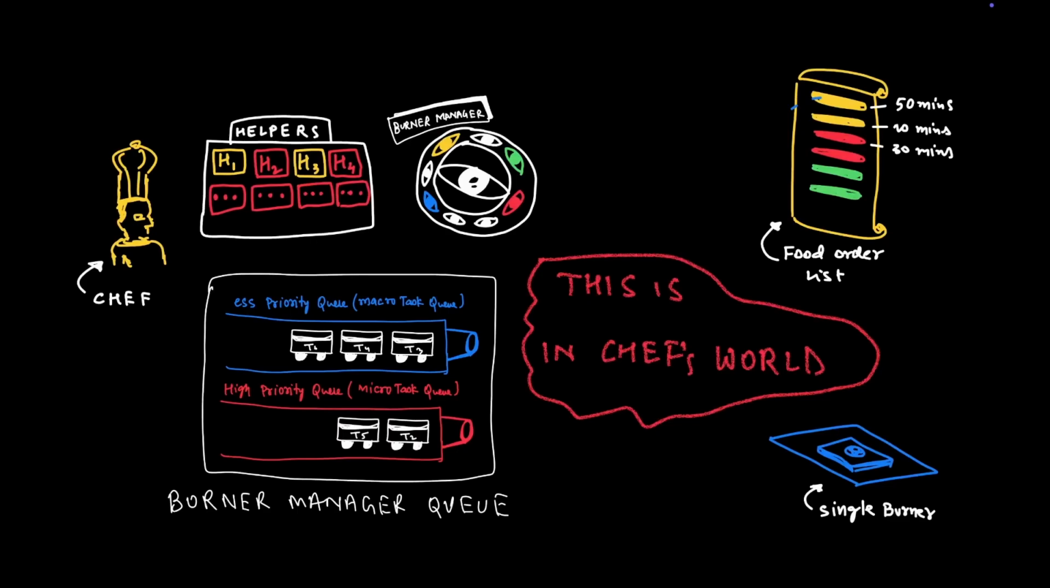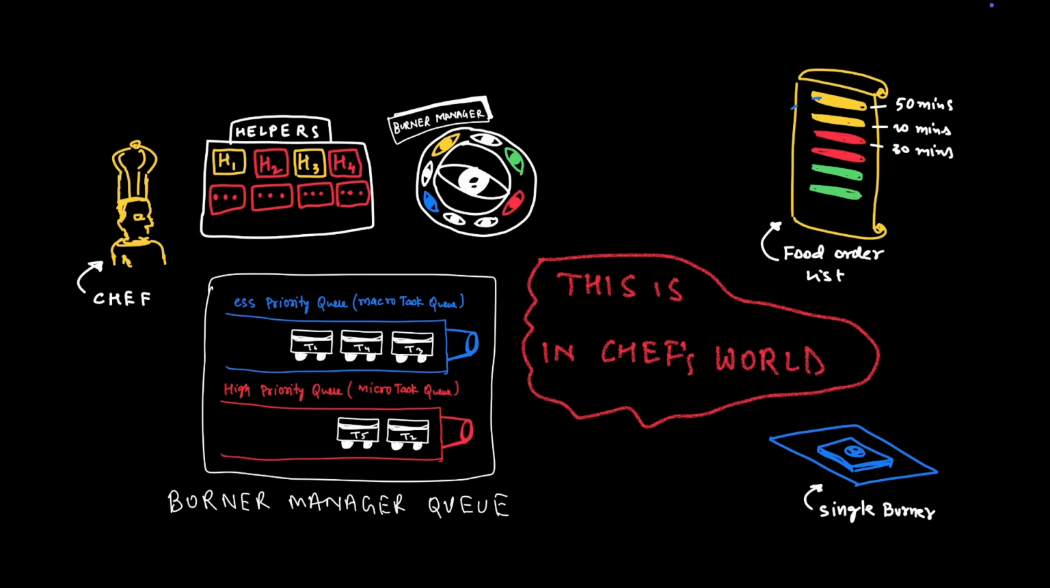So this is now our chef's world here. We have our chef, we have our helper, we have a burner manager, we have a queue for managing tasks for the burner manager, we have our food order list, and here we have our single burner. Okay, so now you can see the single burner can still manage lots of orders coming at any time, and it is processing that efficiently using things like the burner manager, helper and the queue setup here.